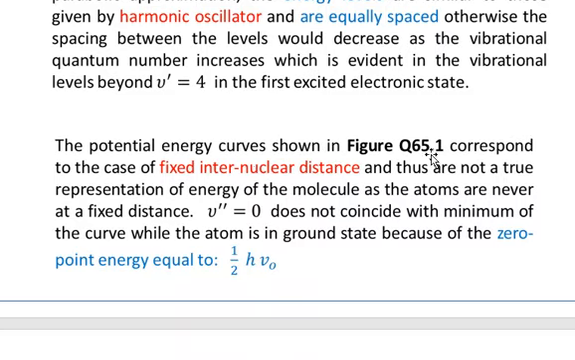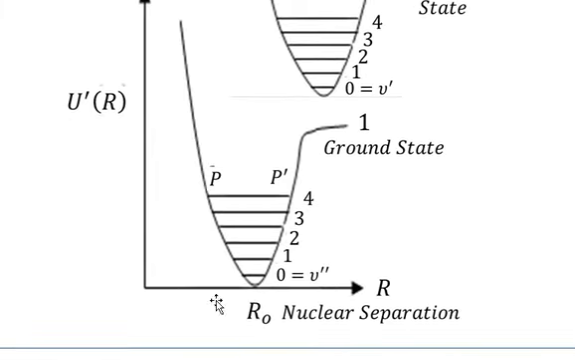The potential energy curve shown in equation 65.1 corresponds to the case of a fixed internuclear distance, and thus is not a true representation of the energy of the molecule, as the atoms are never at a fixed distance. So you see that here, for example, in the ground state we have shown that R naught is the fixed distance. That is, when there is no vibration, in the ground state, the internuclear separation between the two atoms is fixed at the distance R naught. But in reality, this distance is also slightly varying, the separation between the atoms.